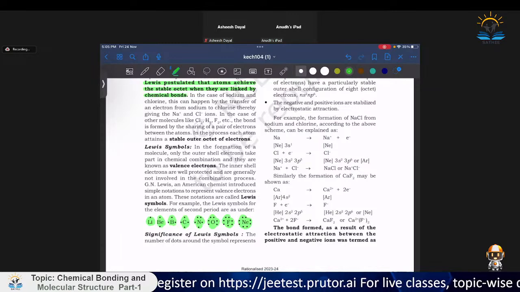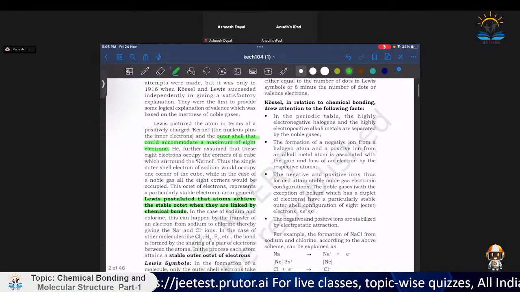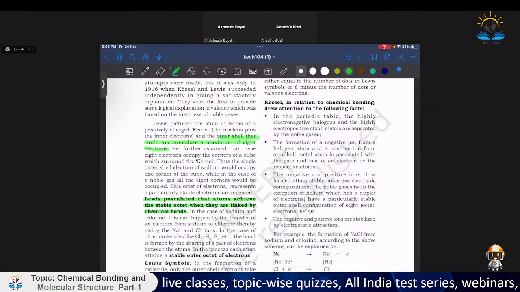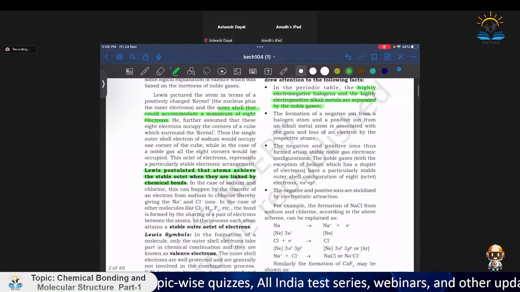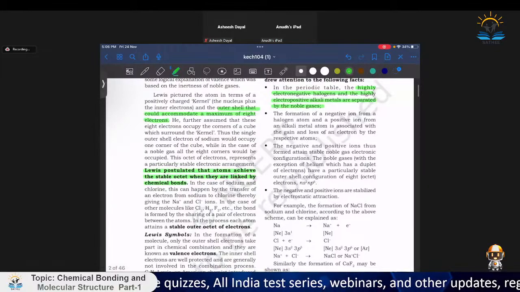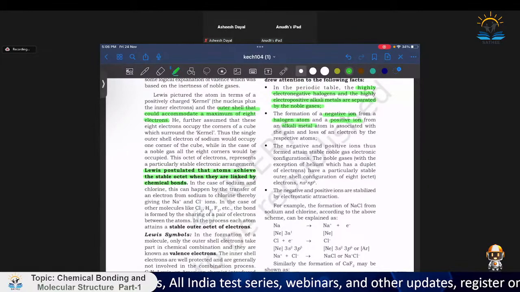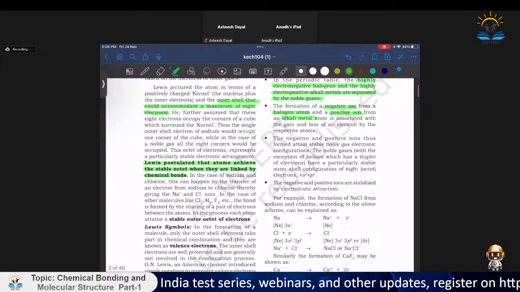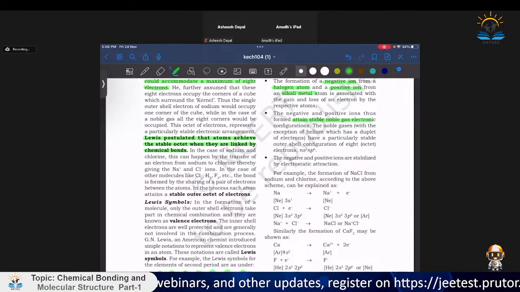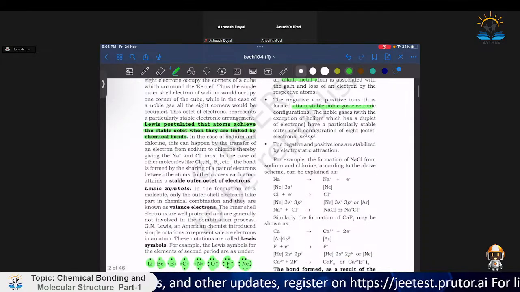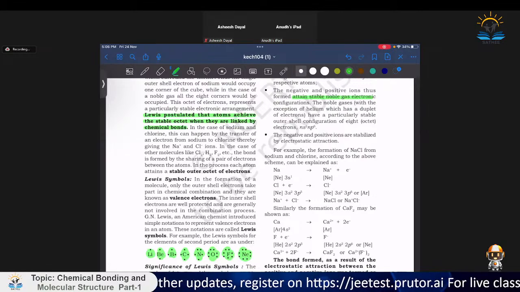He drew attention to the following fact, that highly electronegative halogens and highly electropositive alkali metals are separated by the noble gas. Then he postulated that a negative ion is formed from a halogen atom and a positive ion is formed from an alkali metal, which is associated with gain and loss of electron. Along with that, he said that negative and positive ions thus formed attain stable noble gas electronic configuration. That is why they are formed. Except helium. Helium, instead of an octet, has a duplet of electrons.